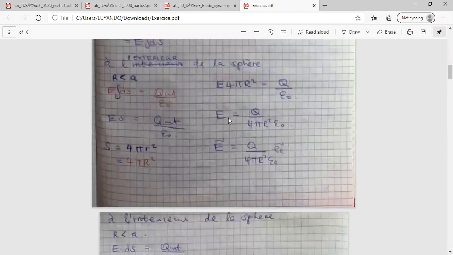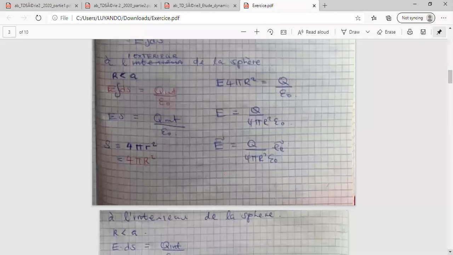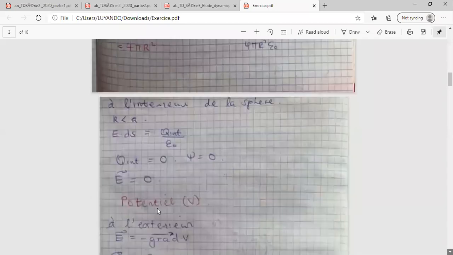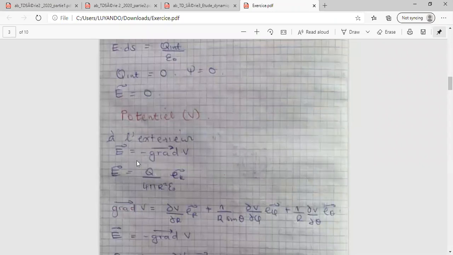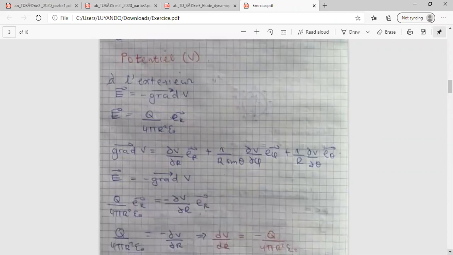So our field in the exterior is equal to Q over 4 pi r squared epsilon 0. We're trying to find the potential in the exterior, at the point P that is outside the sphere. So we have E is equal to negative grad of V, and our field in the exterior, we've said, is equal to this. So now we're dealing with a sphere.